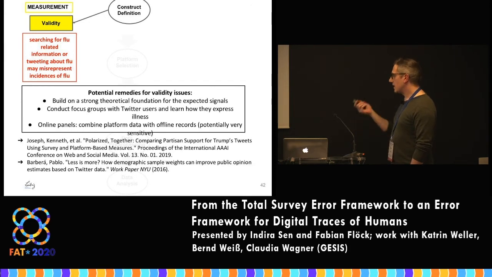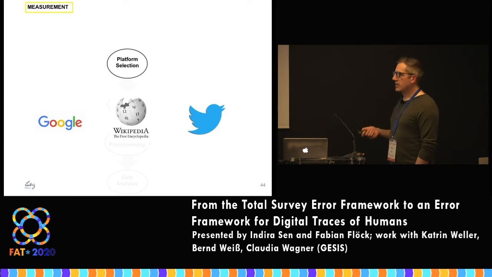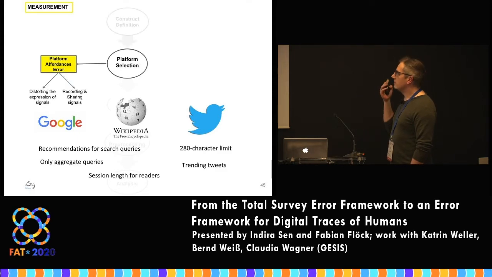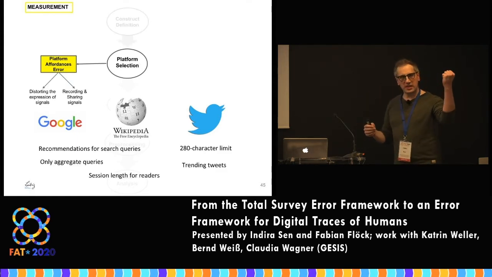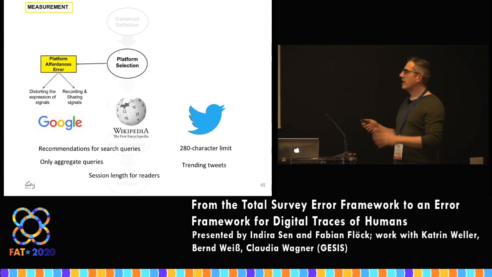And then you select your platform. You basically have to think about different affordance errors. So what you have to do is think about two things of affordance errors. You have the person that's sitting there, and you have the platform in between, and it distorts the signal towards you. And how does it do that?